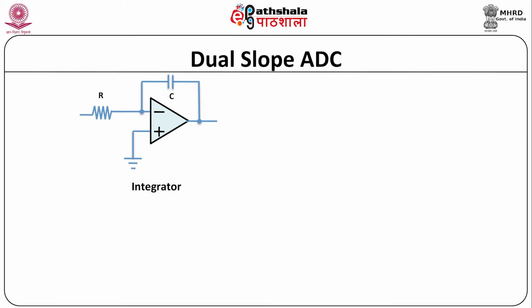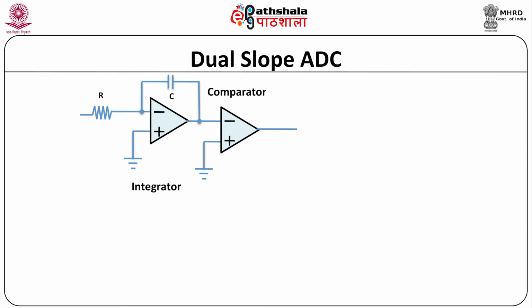Let us now understand the architecture of dual slope ADC. It consists of 7 main blocks as described here. The first block in the dual slope ADC is an integrator. It is an operational amplifier based circuit where the non-inverting input is grounded and the inverting input receives the input through a resistor R, and the output is fed to the inverting input through a capacitor C. The output voltage of the integrator is the integration of the input voltage.